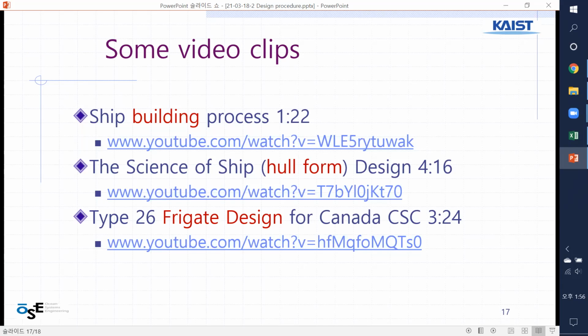And there are some video clips: the shipbuilding process, hull form design, and frigate design for the frigate of the Navy of Canada. I'll skip over this.